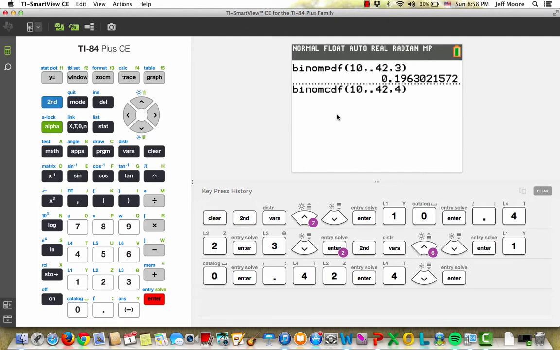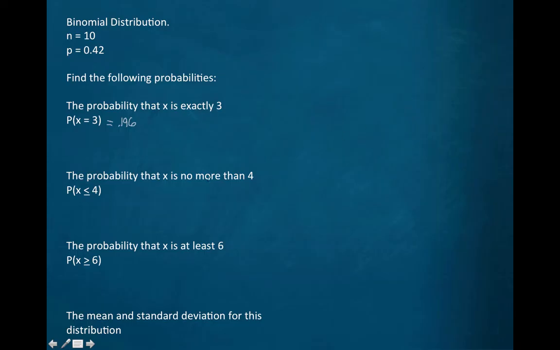And again, if we are using a TI 83 or 84 calculator that does not prompt for these values, you'll type in n, p, and then x. So n, the number of trials, this time was 10. P, the probability of a success, 0.42. And then x, the number of successes, and here it was 4. And we find that probability to be 0.582 when we round to 3 decimal places. So the probability that x is less than or equal to 4 would be 0.582.